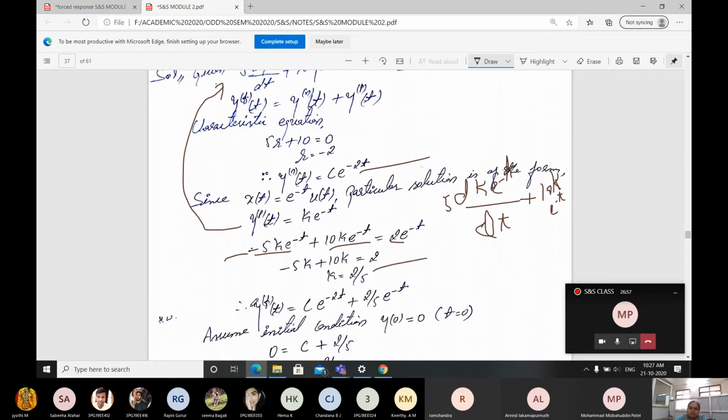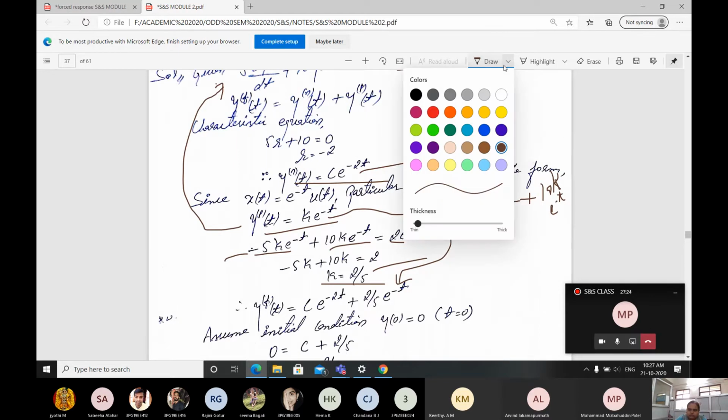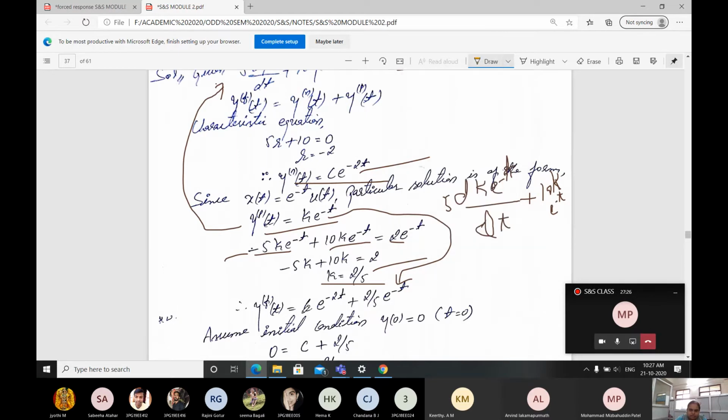Then what you have to do? We have to write the k value and also the natural response in the equation for the forced response. That is y_f(t) equals c times e raised to minus 2t plus 2 by 5 e raised to minus t. The k value is 2 by 5, right? Particular solution. This value is just substituted here. You will get the forced response as this one.